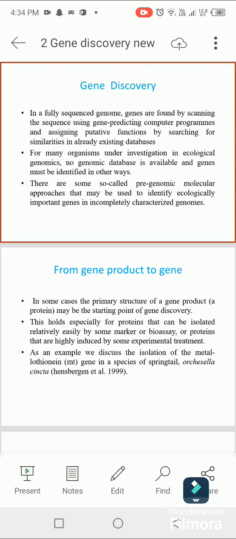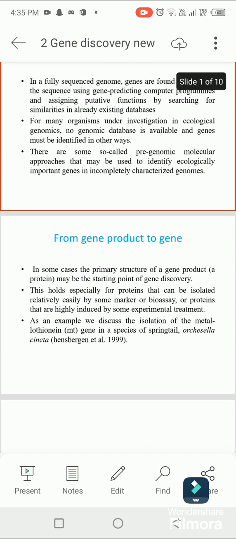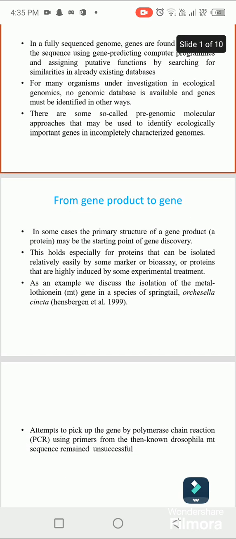For many organisms under investigation in ecological genomics, no genomic database is available and genes must be identified in other ways. There are some so-called pre-genomic molecular approaches that may be used to identify ecologically important genes in incompletely characterized genomes. From gene product to gene.